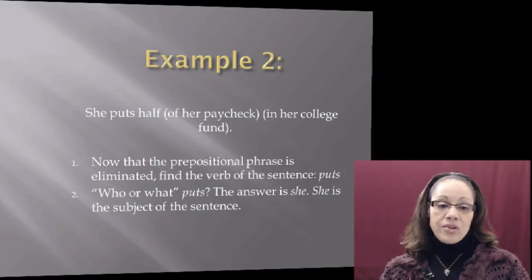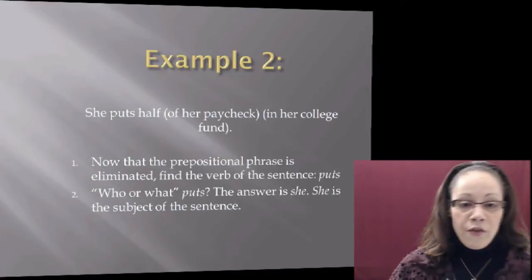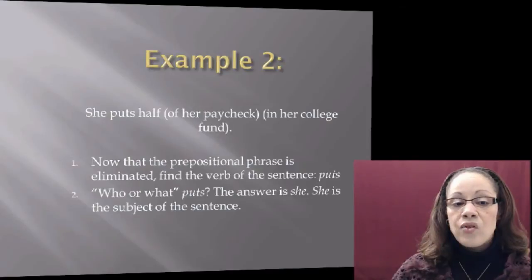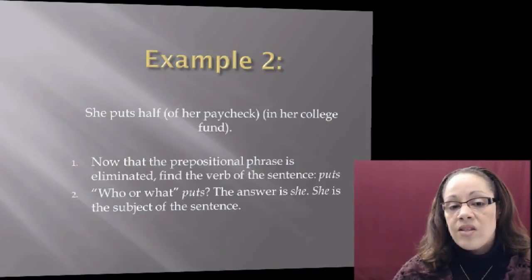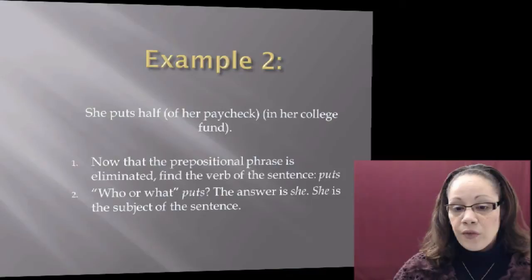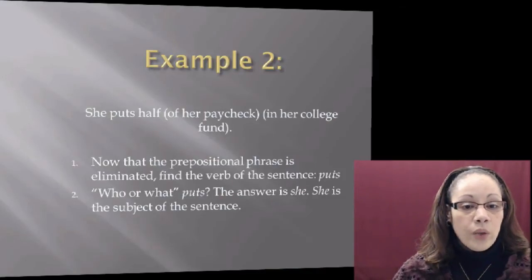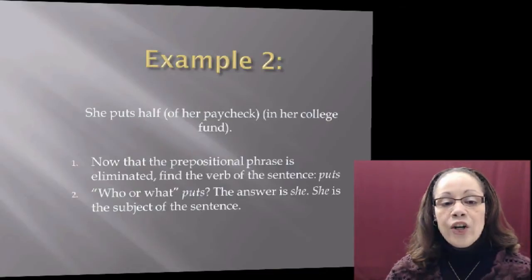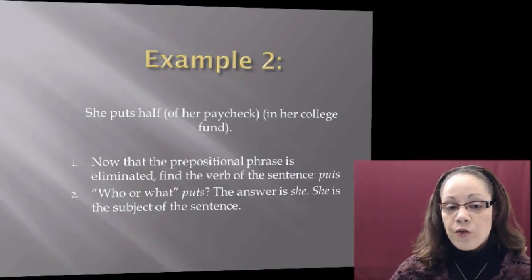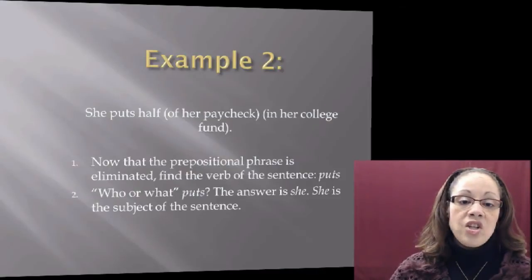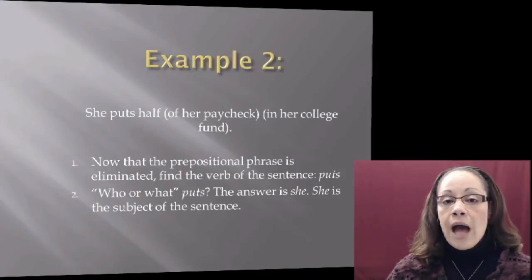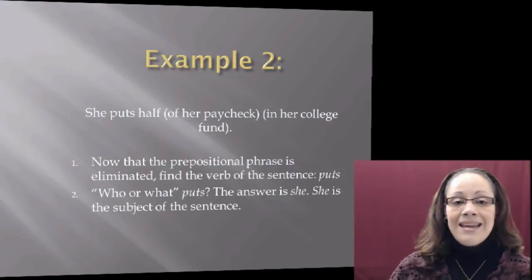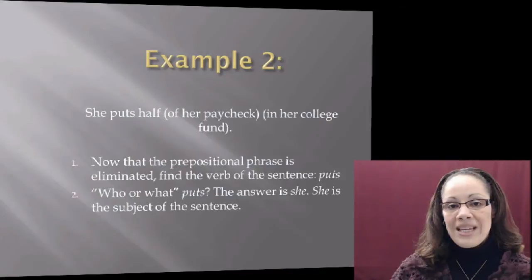Our second example sentence is, she puts half of her paycheck in her college fund. Again, just like example 1, I have two prepositional phrases in this sentence. Of her paycheck is the first one. Of is that preposition word. Paycheck is the object of the preposition. And in her college fund is our second prepositional phrase. In is our preposition. Fund is our object of the preposition. So we know any words in those two prepositional phrases cannot be the subject or the verb in the sentence.